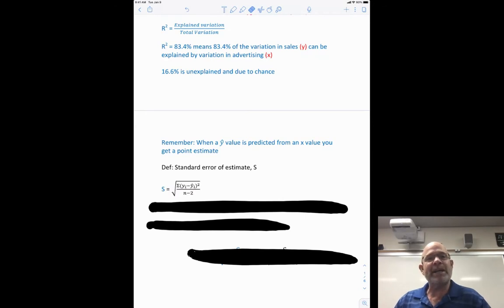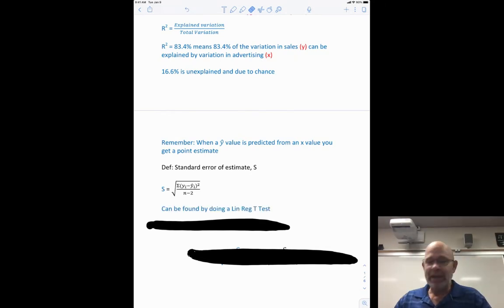S has a formula attached to it. It's on your note sheet. You don't need to know the formula. I'm just telling you how it's figured out. You can see how much Y is changing from the predicted Y, which is the idea there. We're going to wind up doing a line of regression t-test. S is one of the numbers. I'm not going to show you on the calculator in this video. We'll show you in class, or you can just follow along by doing a line of regression t-test.